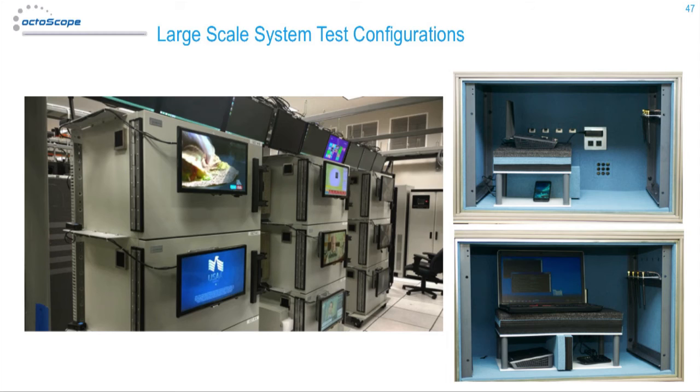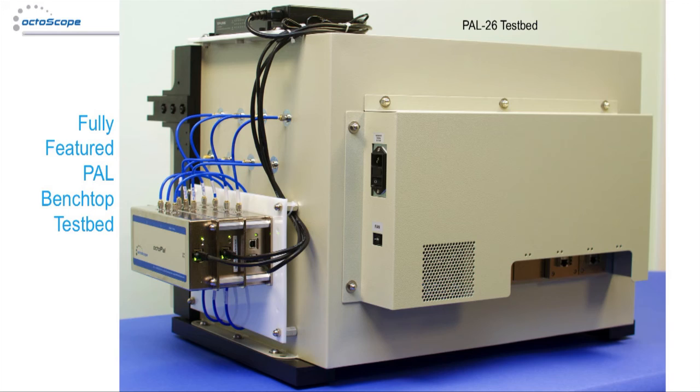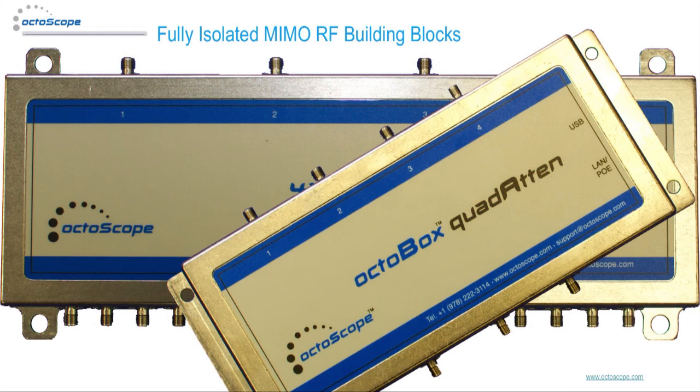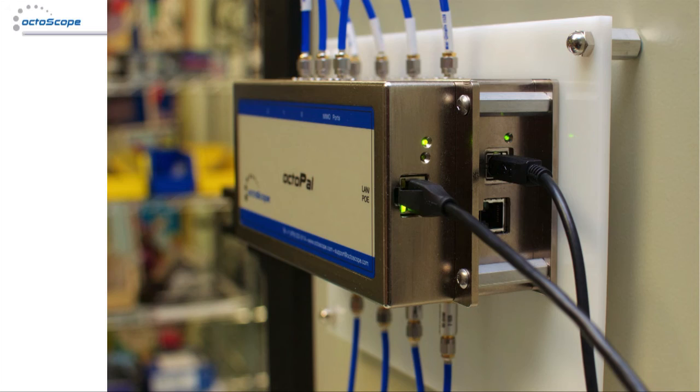Here we see a large octoBox configuration being used to evaluate video performance. The octoBox comes in two convenient sizes, both stackable for a variety of test configurations, including single-box PAL benchtop test beds relying on the octoPAL as the golden partner device in combination with the iGen and Quad-10 for comprehensive test suite support, including multipath emulation if desired, and a variety of completely isolated test modules to help configure the test topology and traffic. All octoBox test modules are powered and controlled via Power over Ethernet, and all interfaces are carefully filtered to maintain complete isolation from outside interference.